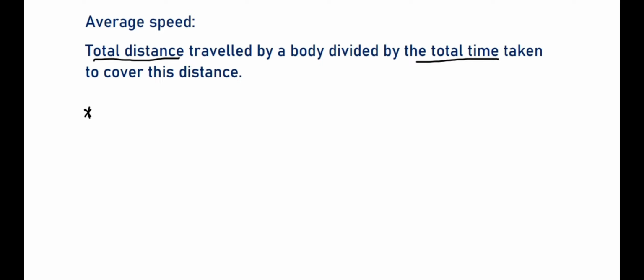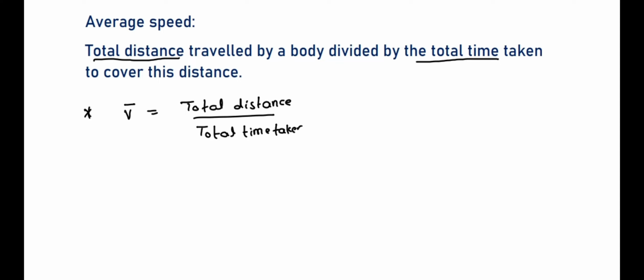So, average speed can be denoted with V bar, that is equal to total distance traveled by total time taken. Here, this is also measured in terms of the same units: centimeters per second, meters per second, kilometers per hour. There is no particular unit, same units.